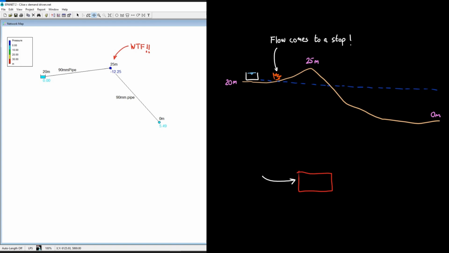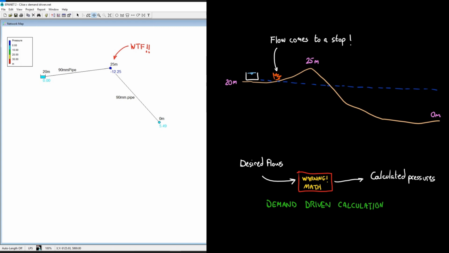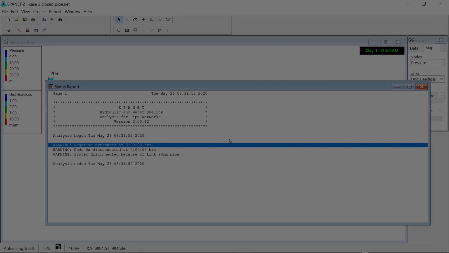EPANET is mainly a demand-driven model. That is, flows rule supreme, and it calculates the pressures from them. And yes, it can be absurd, but it's very informative. The big takeaway here is that EPANET does not represent real life. It is a model you have to interpret. It is up to you to make sense of it. Negative pressures are just a construct. There are no negative pressures inside the pipes. So let's see now other cases.